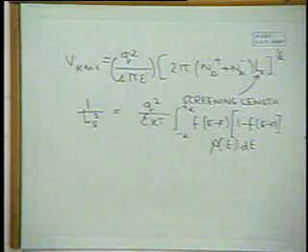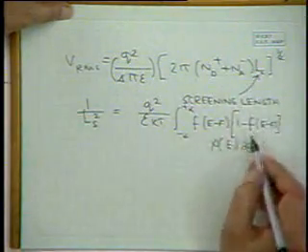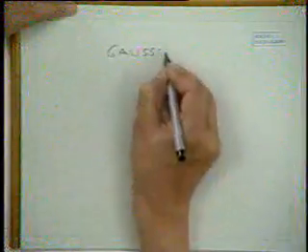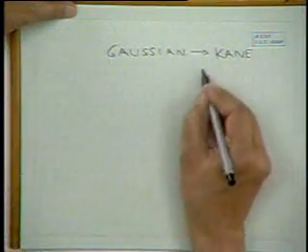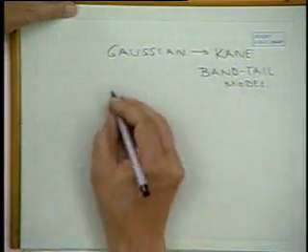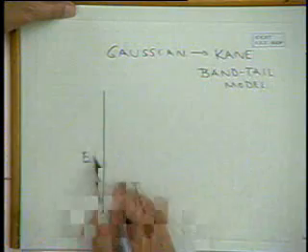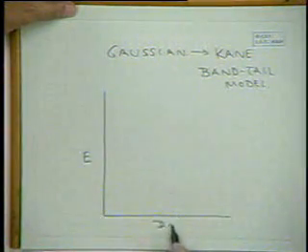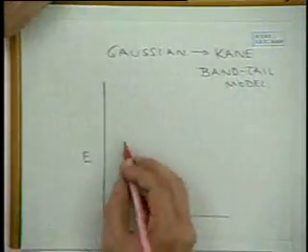Let's go now to a sort of graphical representation of this density of states. This Gaussian density of states is also called the Kane band tail model. If you plot, we are plotting energy this way and density of states this way. For normal lightly doped semiconductors, what do we assume? We assume that there is a sort of a parabolic band, so for a parabolic band, the density of states will be something like this.